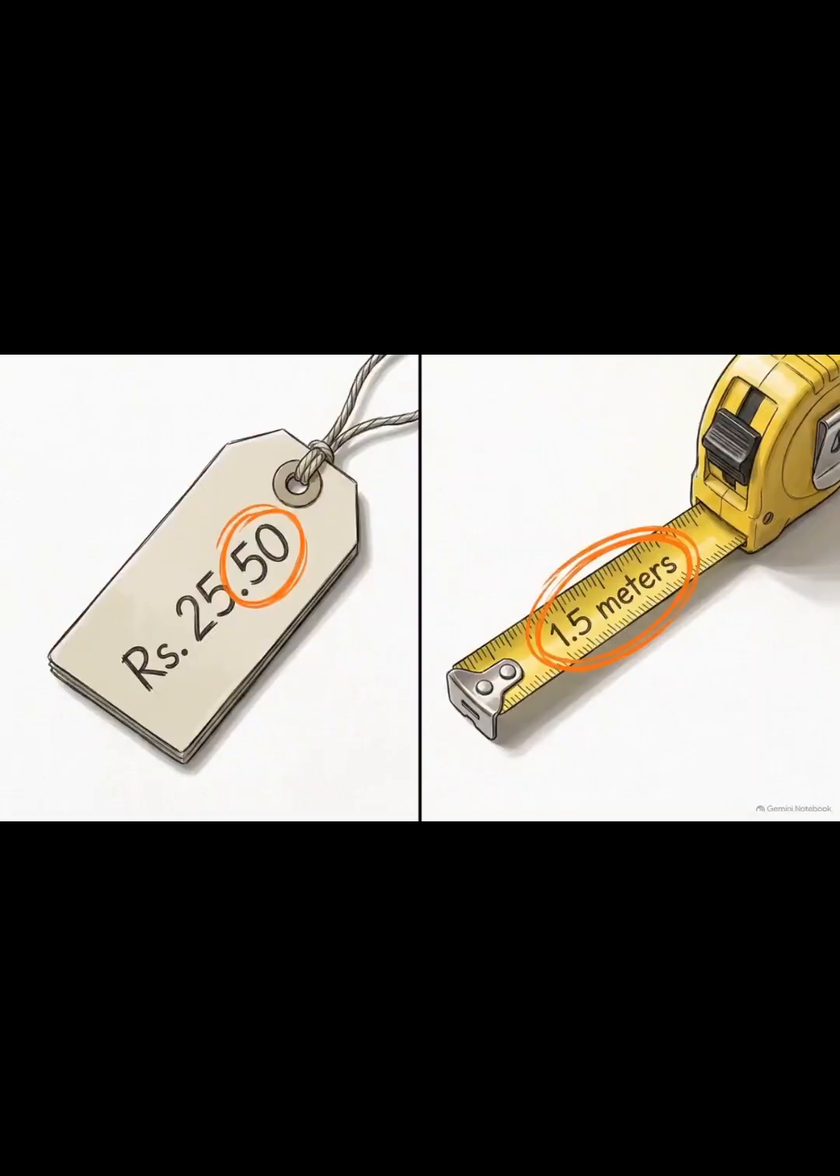Take a look at this retail price tag for 25 rupees and 50 paisas, and this measuring tape marked at 1.5 meters. These numbers function using a tiny but critical symbol, the decimal point. It acts as a strict boundary line. On one side, you have complete whole items. On the other side, you have fragmented, broken pieces.